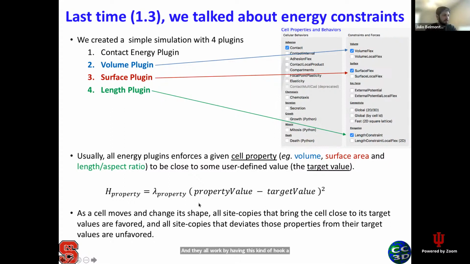I already said that enough times last time, but just to remind you, it's given by the deviation of the actual value that you're modeling from its target value, squared, and then you have a weight in front of it. It will be the Lagrange multiplier or the lambda property: lambda volume, lambda surface, and lambda length. That's going to give you the weight of this property with respect to the other ones, and also with respect to the noise level in your system, or the temperature of your system.